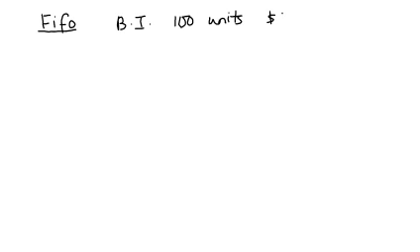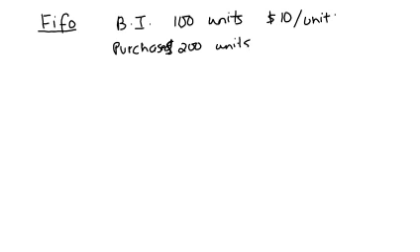Let us illustrate the inventory costing assumption first in first out, FIFO for short, with an example. The beginning inventory in a store is 100 units. Costing on this is $10 per unit. And then the company purchased 200 units at $20 per unit.